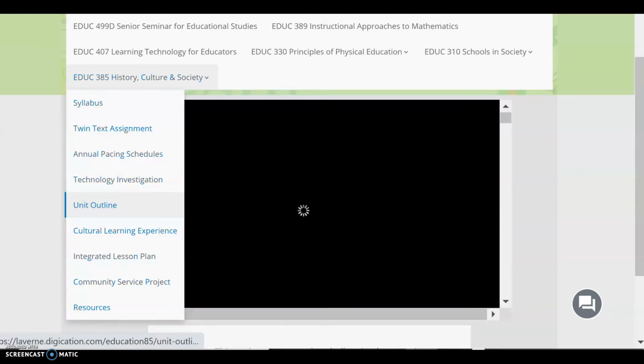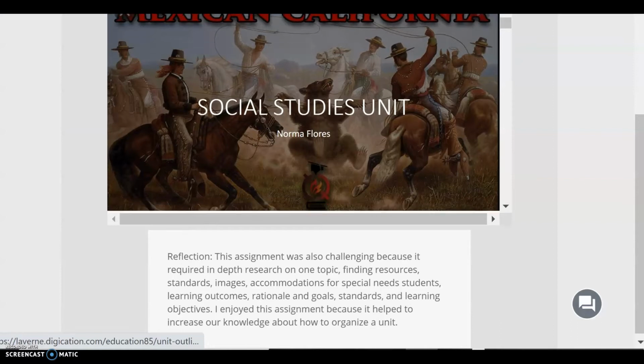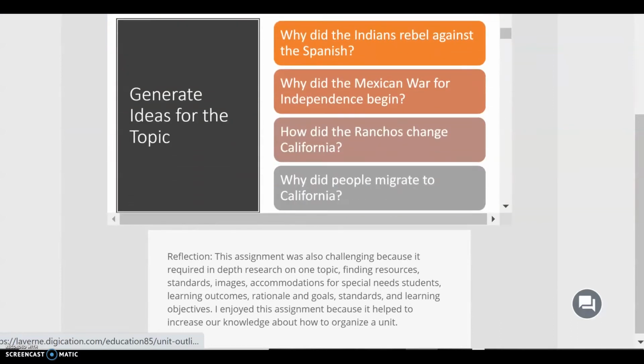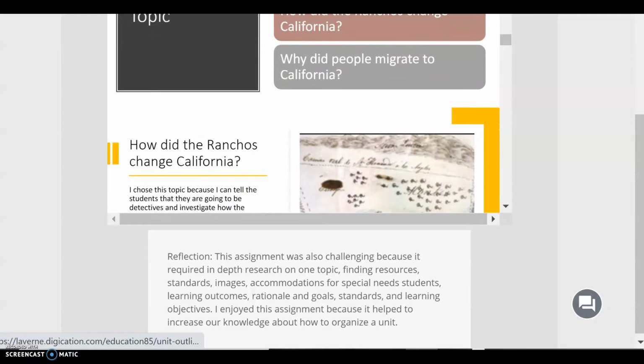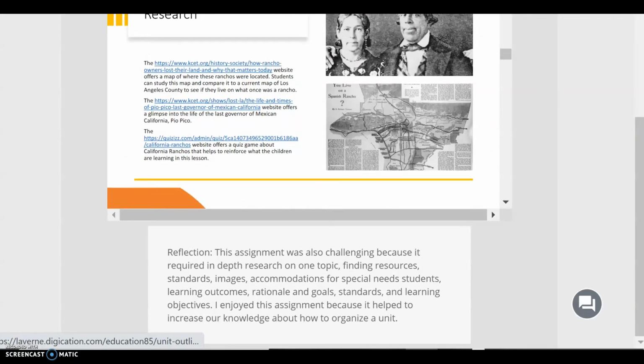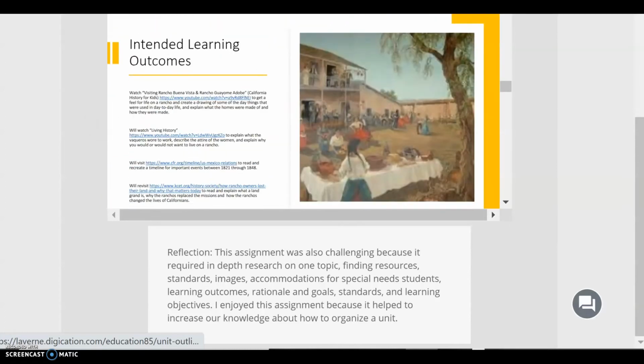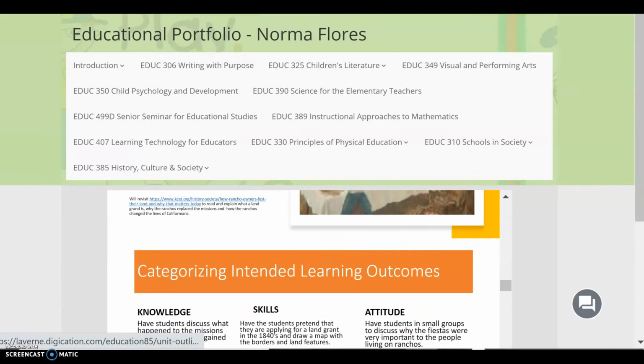This is my unit outline. This one was also challenging. It required in-depth research on one topic, finding those resources, images, information, standards, rationale. But it did help to increase our knowledge on how to organize a unit.